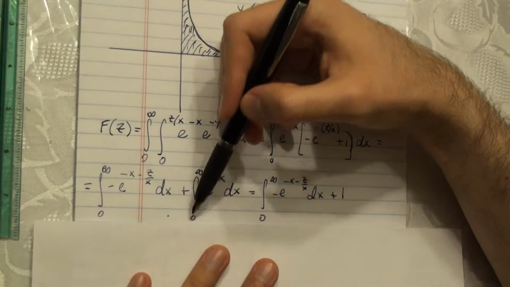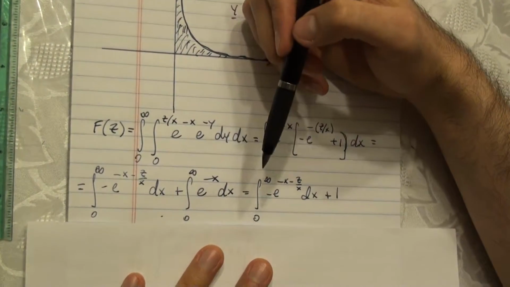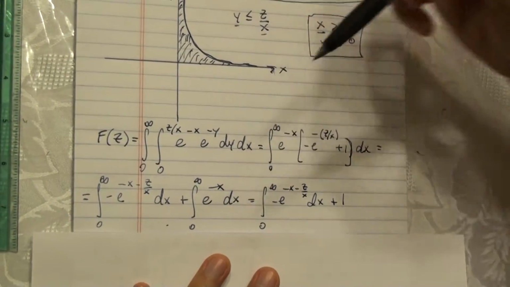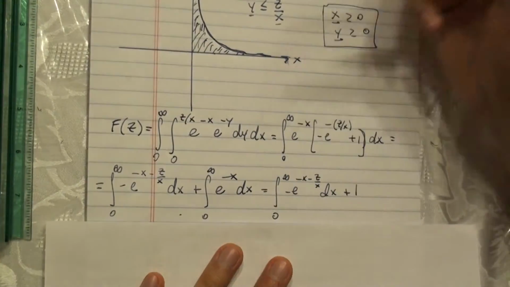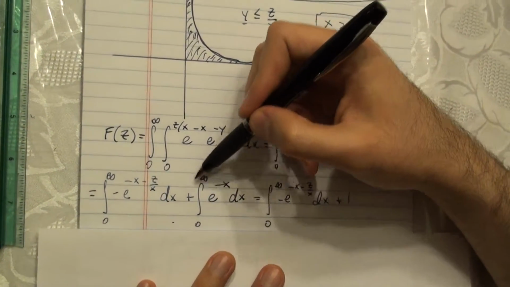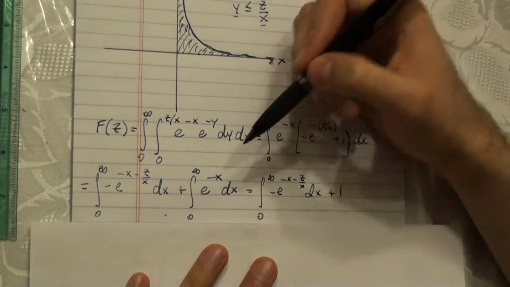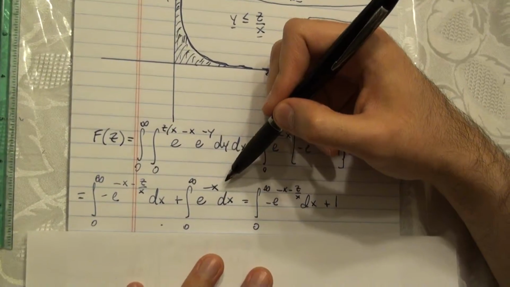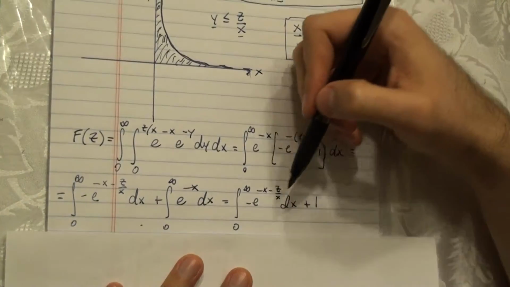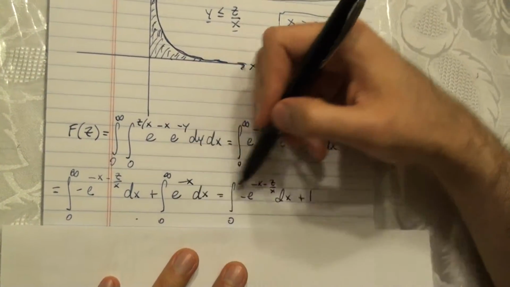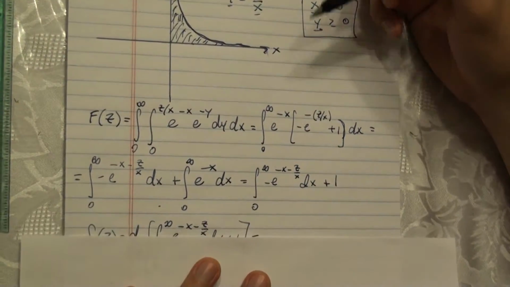So it's going to be an integral from 0 to infinity of e to the minus x. Now this integral is complicated, so we're just going to leave it in that form. And this integral here is just going to go to 1, because we're going to have a minus e to the minus infinity, which becomes 0, minus, plus e to the 0 becomes 1. So we're just left with 1.